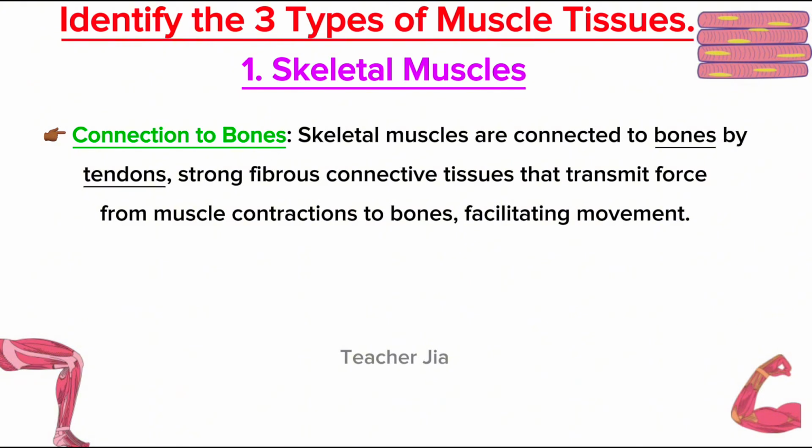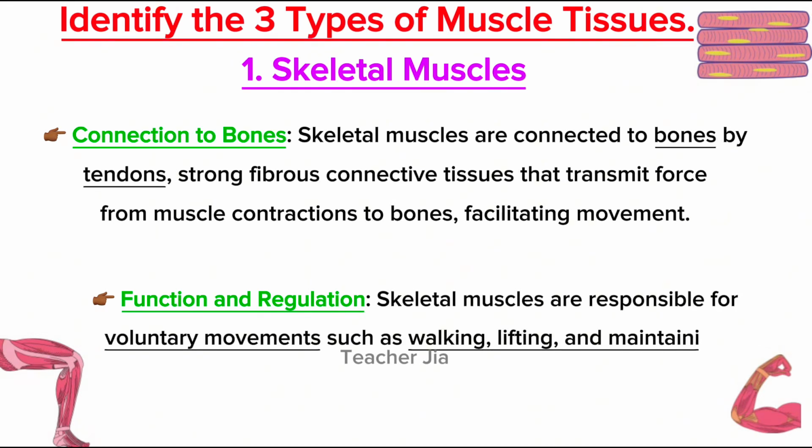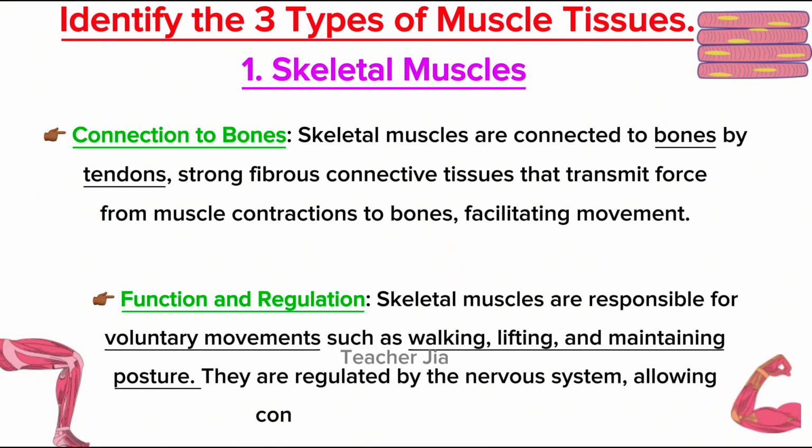So next, let's talk about function and regulation. Skeletal muscles are responsible for voluntary movements such as walking, lifting, and maintaining posture. So that is the function. They are regulated by the nervous system, allowing continuous control of movement. So these are the only muscles that are voluntary in the body.